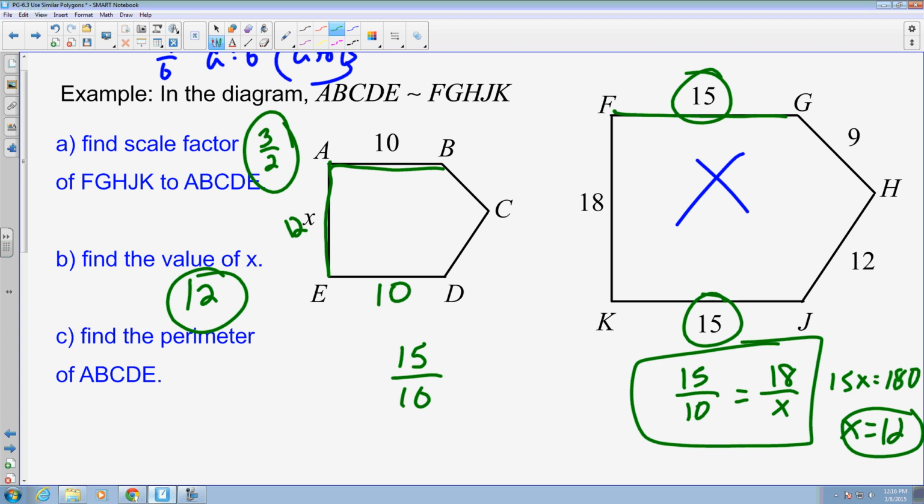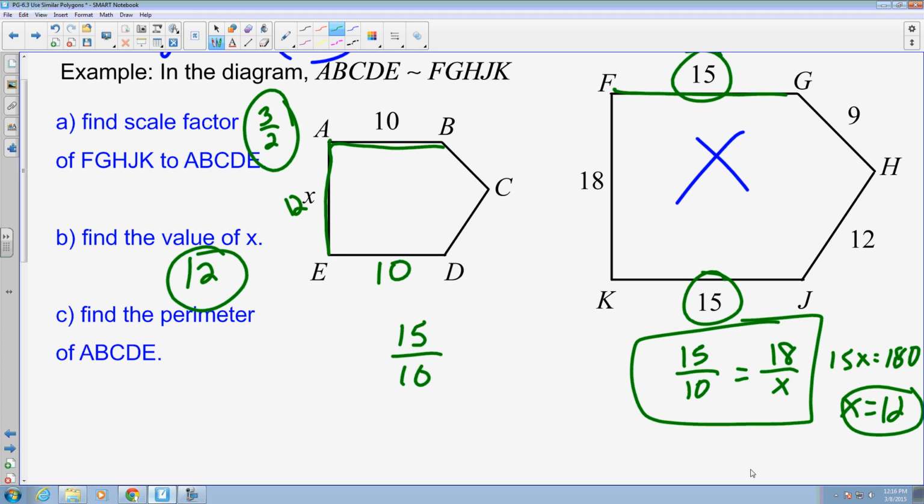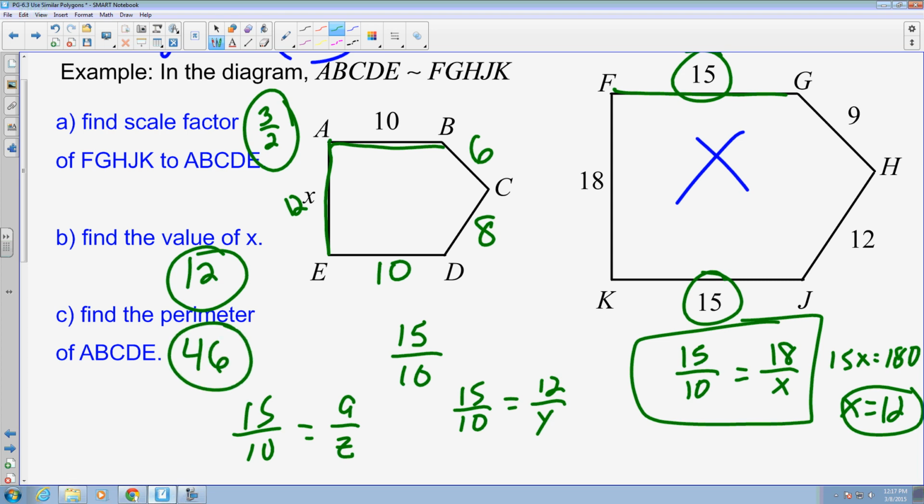The next thing I can do is I need to find CD and BC. You can use the proportion values and say that, okay, since 15 over 10 is going to equal 12 over some value, I'll just call it y. So you got the cross products of 10 times 12, which is 120, divide that by 15, and you get a value of 8 over here. And then you can do the same thing and say 15 over 10 is going to be equal to 9 over, we'll just call it z. I don't have a variable for it, so then this can be 90 over 15, which gives me 6 for BC. And then you just add them up. So 10 plus 6 plus 8 plus 10 plus 12 gives you a value of 46. Okay.